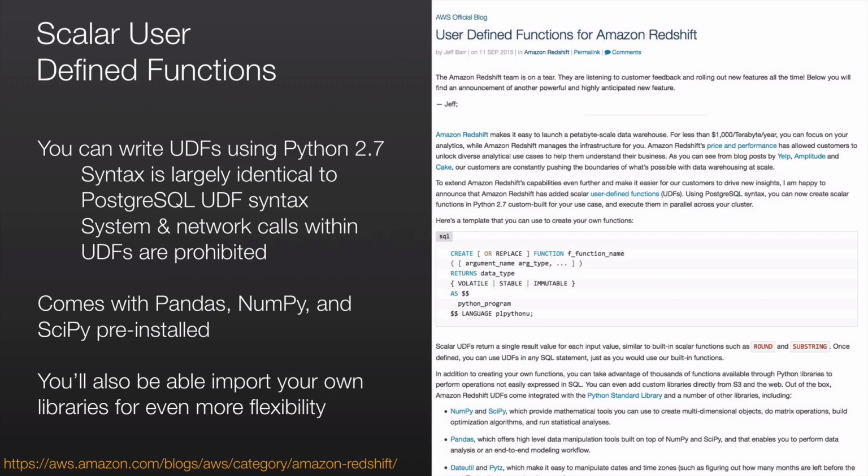There's much more on that in Jeff Barr's recent blog post that you can find if you visit the Amazon Redshift category on the official AWS blog. It's a very powerful feature. It enables you to simplify data manipulation as well. There's an excellent example of working with URLs in data using UDFs in Jeff's blog. So check that out if you're interested in user-defined functions in Python.